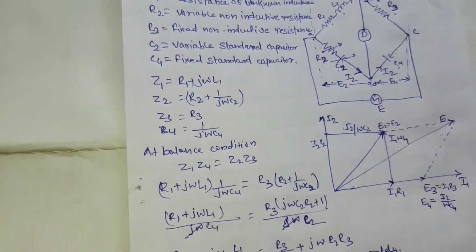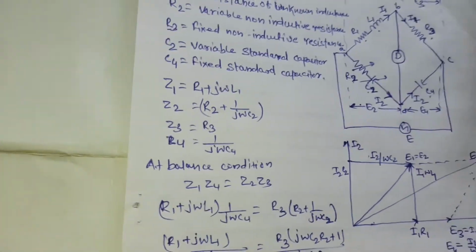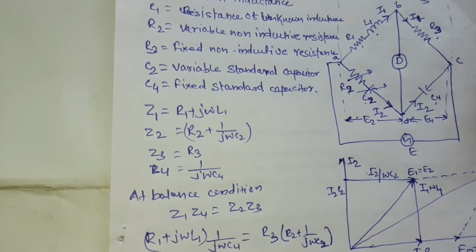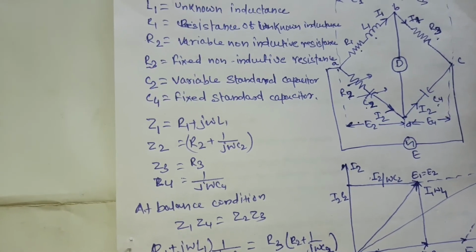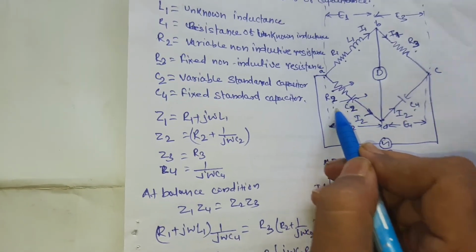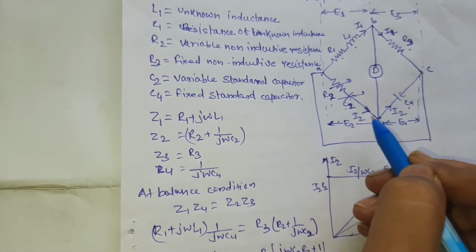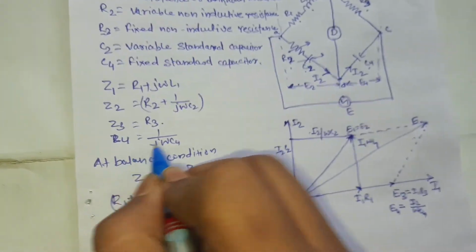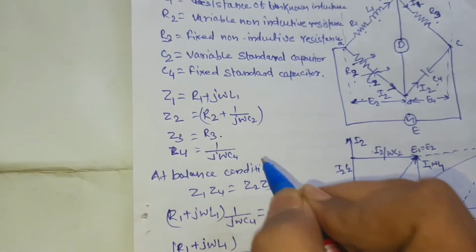So for the balance condition, first you have to calculate the impedance of each branch. That means Z1 is equal to R1 plus j omega L1, Z2 is equal to R2 plus 1 by j omega C2, Z3 is equal to R3, and Z4 is equal to 1 by j omega C4.